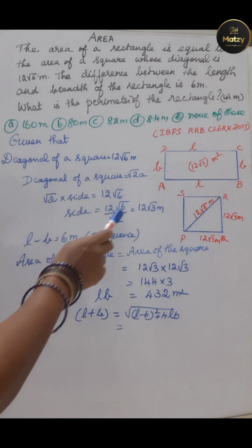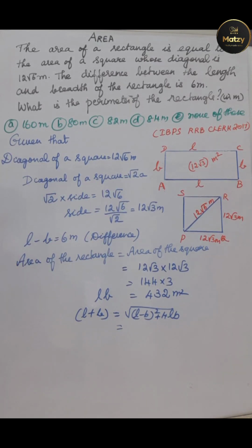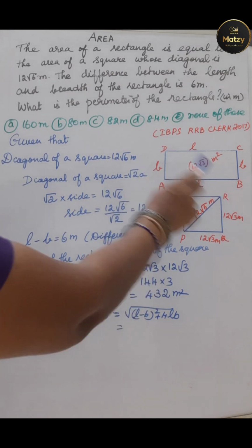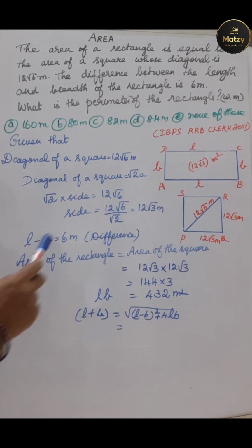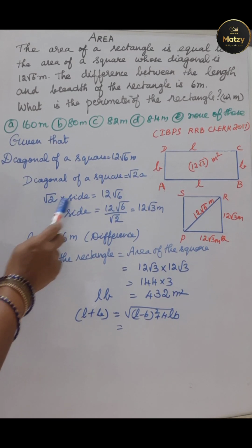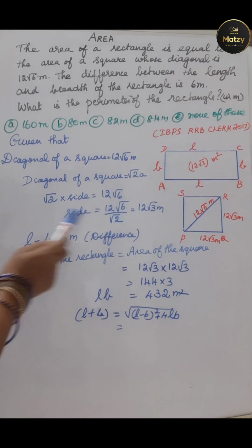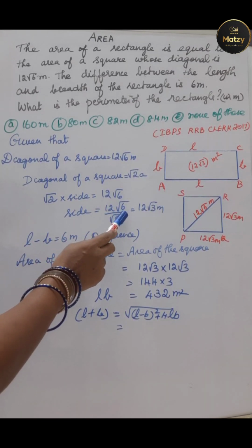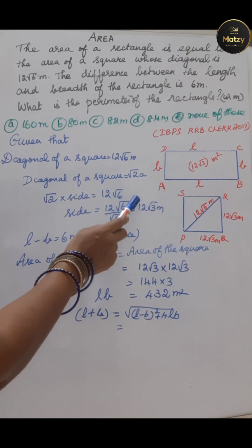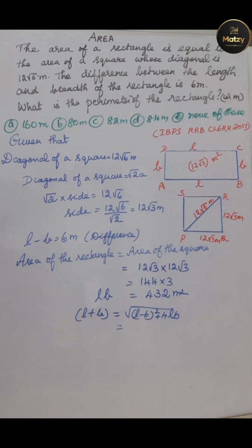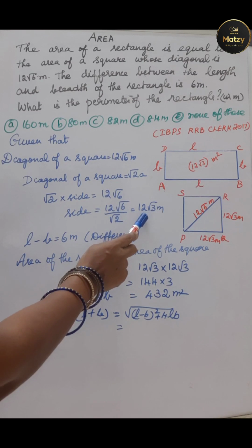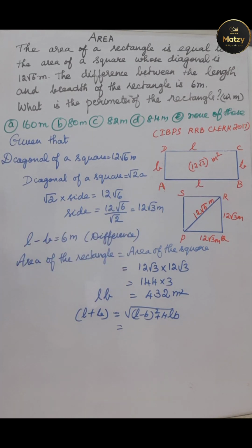By using that formula, we can find out the side of the square, because the area of the rectangle is equal to the area of the square. So root 2 into side is equal to 12 root 6. What is the side of the square? 12 root 6 by root 2. We can expand this root 6 as root 2 into root 3, so root 2 will get cancelled. I got the answer 12 root 3. That is the side of the square.